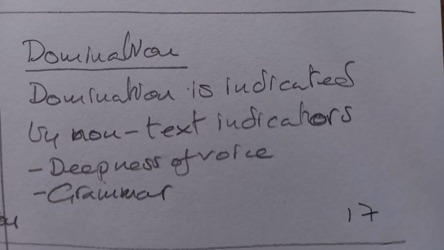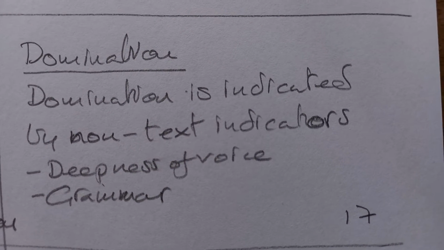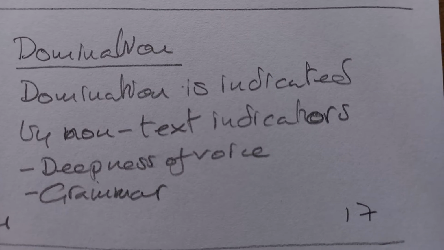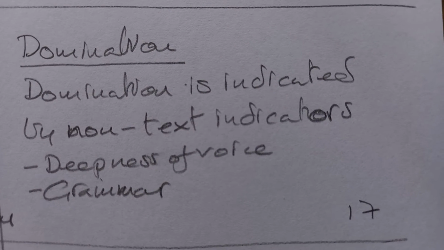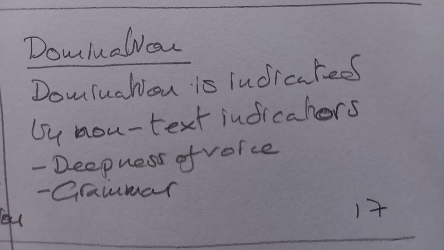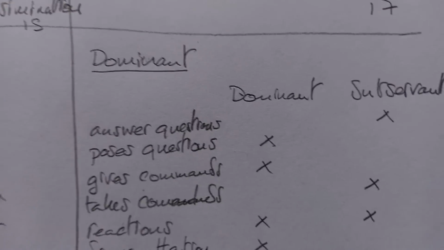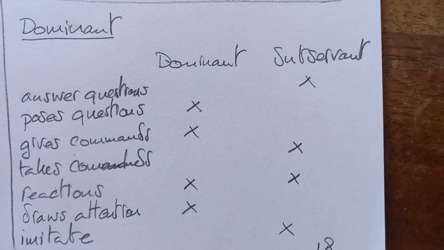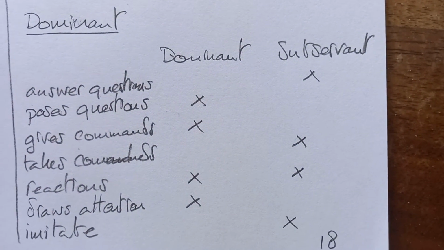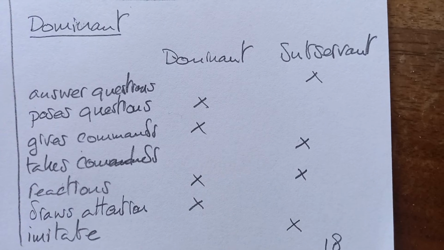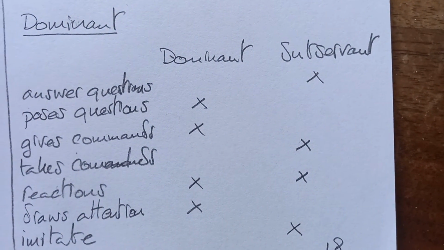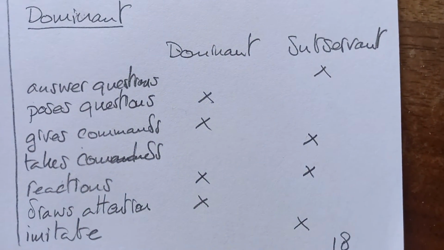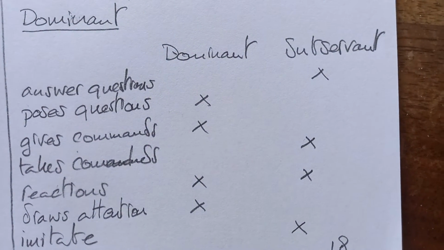When an agent experiences that another agent opposite is more dominant through deeper voice or grammar use, what does this cause? This is also quite interesting, I thought. We listed the functions of an agent: it answers questions, poses questions, gives commands, takes commands, reacts, draws attention to itself, and imitates.